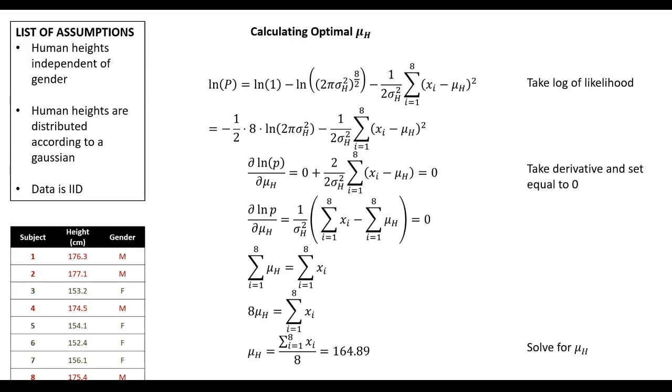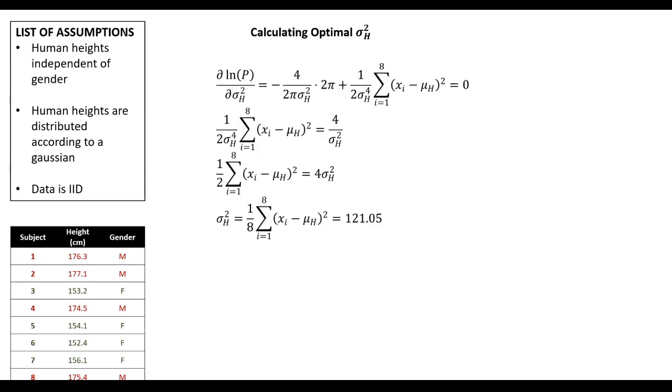Next, let's do the same thing to obtain the optimal variance. Take the log, take the derivative, set it equal to 0, and then rearrange to solve for the sigma squared value. Here we get a variance value of 121.05. So these are the two optimal parameters for our model.